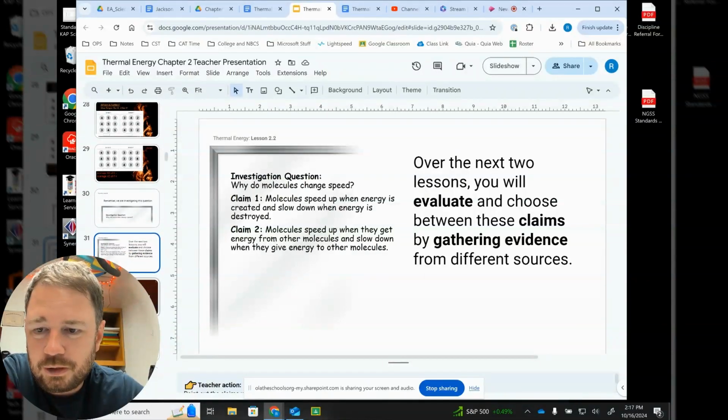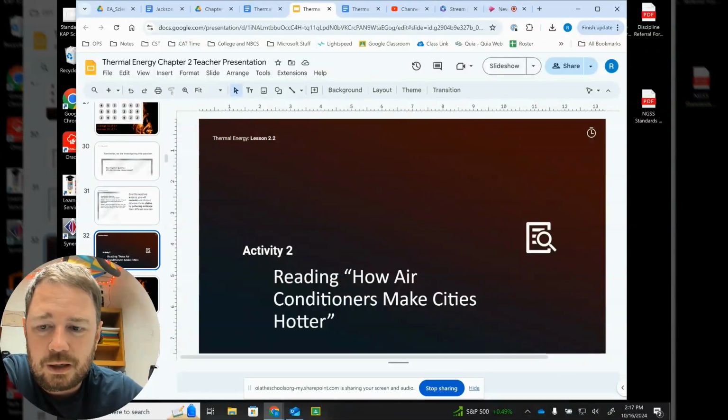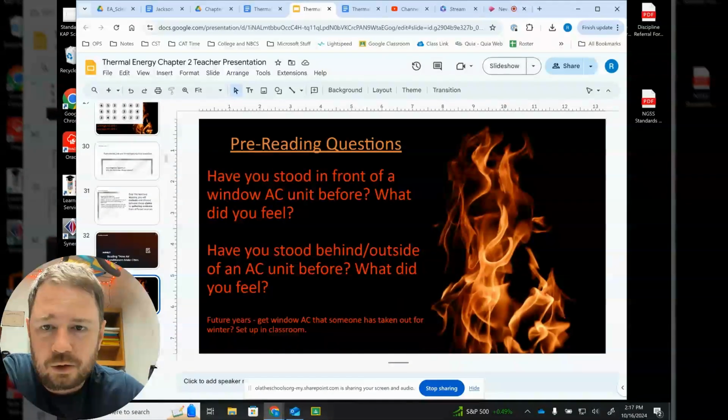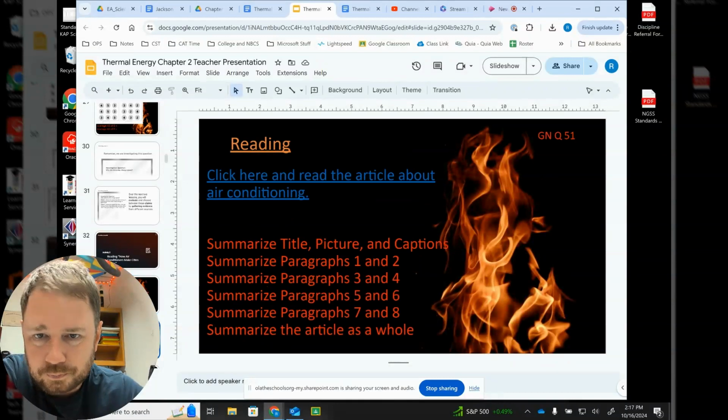Let's do some reading. Our reading today is going to be how air conditioners make cities hotter. So first of all, you are going to preview an article and summarize the title, the picture, and the captions. Then you're going to do summaries for paragraphs 1 and 2, 3 and 4, 5 and 6, 7 and 8, and then you will summarize the article as a whole.